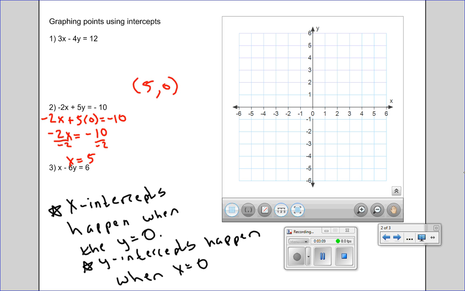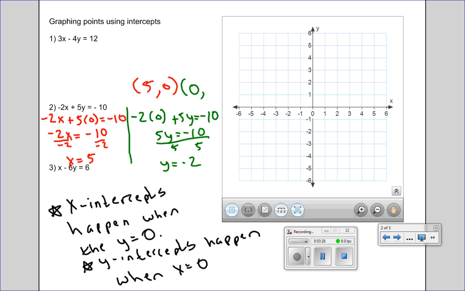Now let's find the y-intercept. This happens when x is 0. So negative 2 times 0 plus 5y equals negative 10. 5y equals negative 10, divide by 5. Y equals negative 2. So my other point then is x was 0 that time and negative 2. Let's graph them. So we have 5, 0, 0, negative 2. And then just connect the points, and you have your new graph.